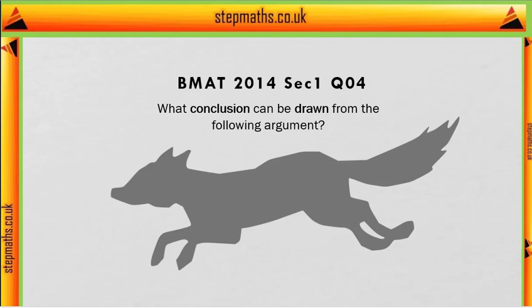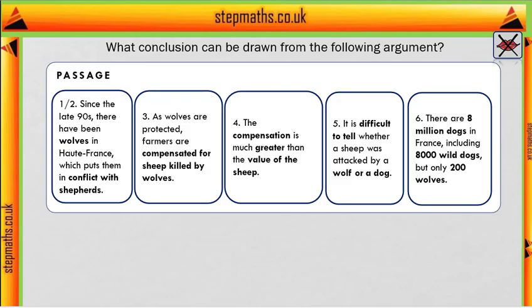This is question 4 from section 1 of the 2014 BMAT paper, and in this question we ask what conclusion can be drawn from the argument. Let's just remind ourselves, if we're looking for a conclusion that could be drawn, that's something that hasn't been said but does follow from what is in the passage. So let's have a look in the passage.